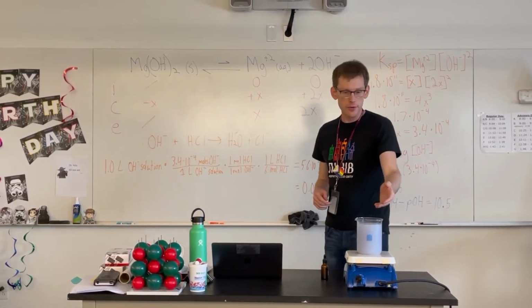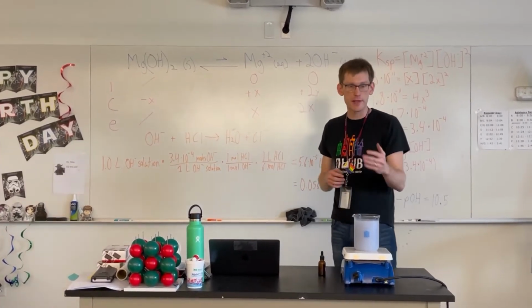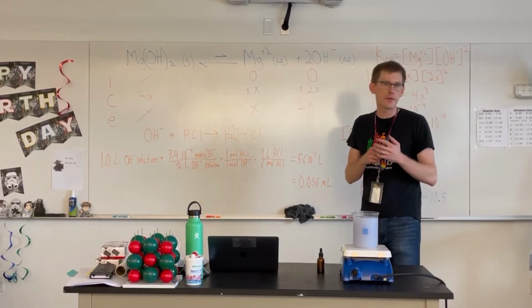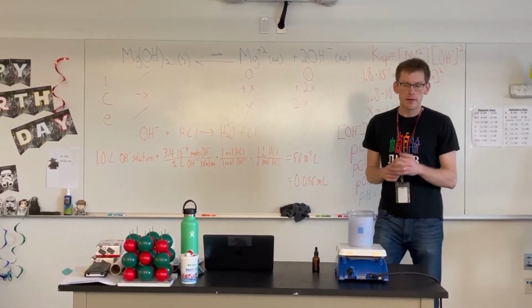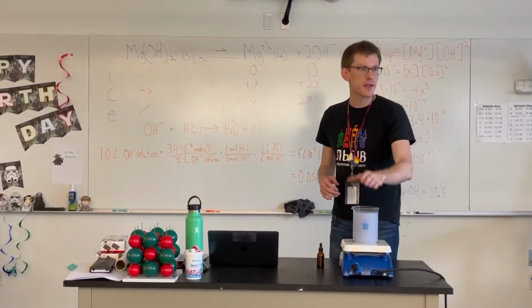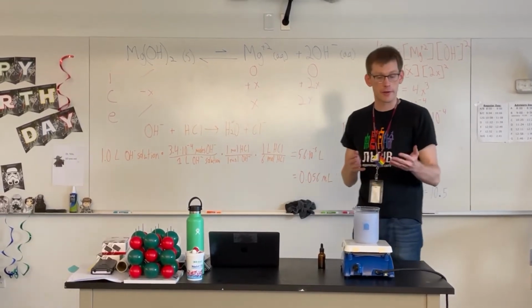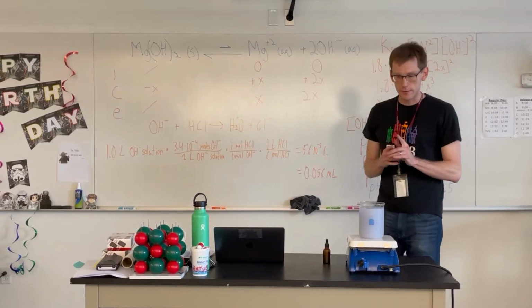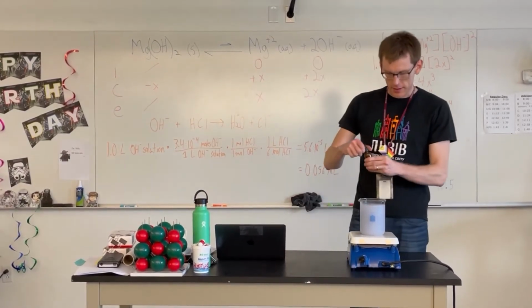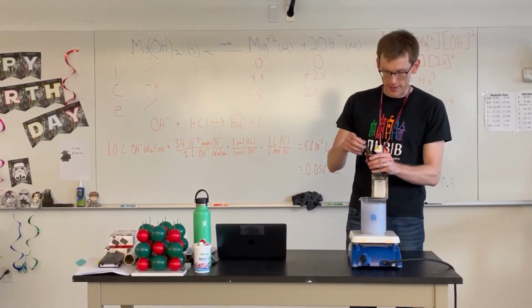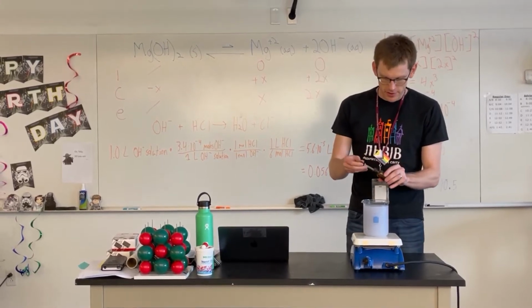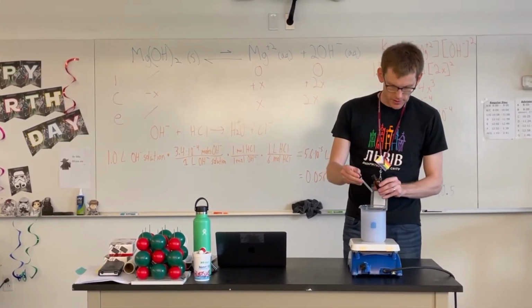Now, you'll also notice that this is kind of bluish, and that's because of the presence of universal pH indicator. The pH indicator basically tells how acidic or basic a solution is, and it changes color accordingly. So what I'm going to do is add a little bit of 3 molar hydrochloric acid. Not very much, but it doesn't take much.